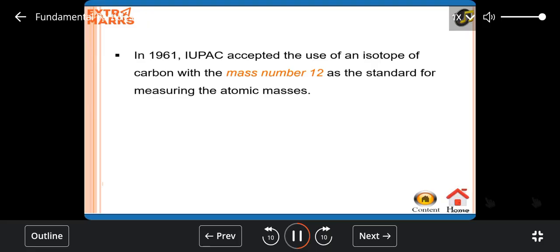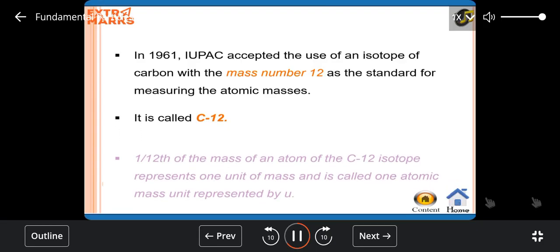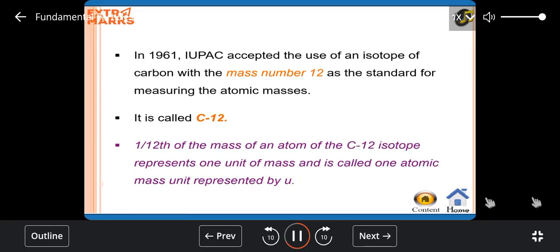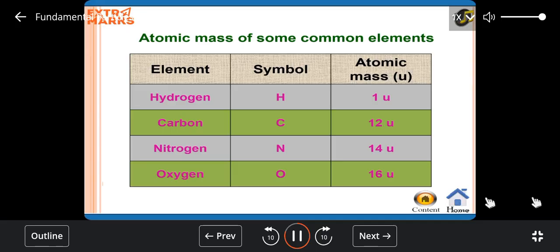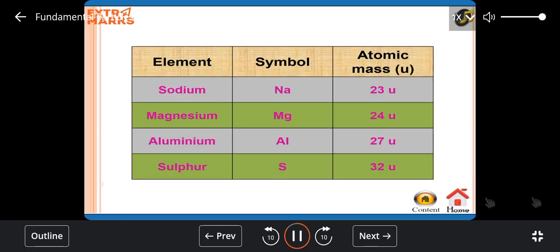In 1961, IUPAC accepted the use of an isotope of carbon with the mass number 12 as the standard for measuring the atomic masses. It is called C12. 1/12 of the mass of an atom of the C12 isotope represents 1 unit of mass and is called 1 atomic mass unit, represented by u. The following table gives the atomic mass of some common elements. Here are atomic masses of some more elements.